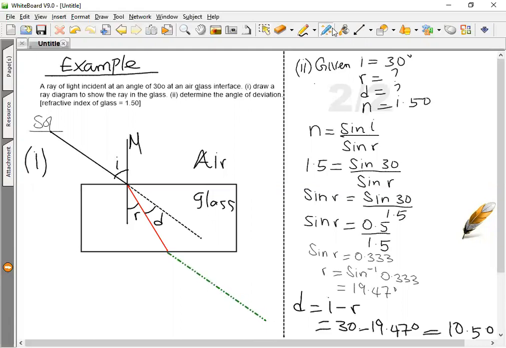This angle of deviation is only between your incident ray and your refracted ray. Let's assume that this is now elongated. Let me produce this upward like this. Let it be produced like that. And let this also be produced.